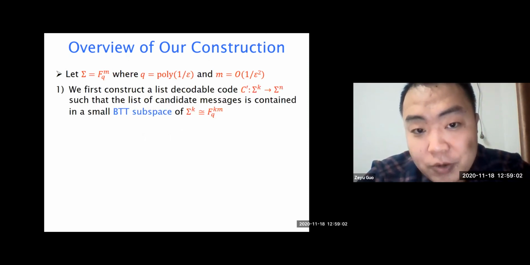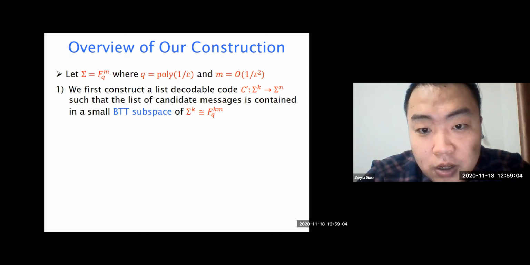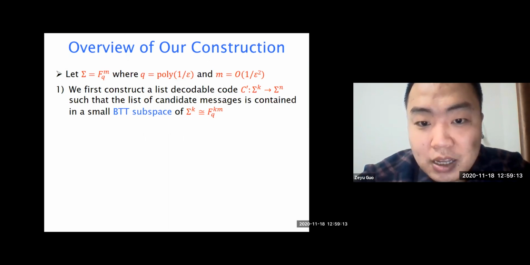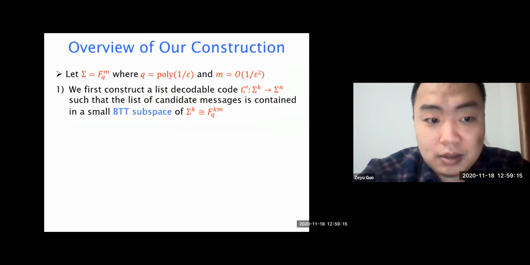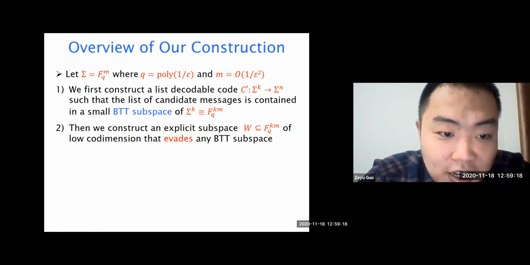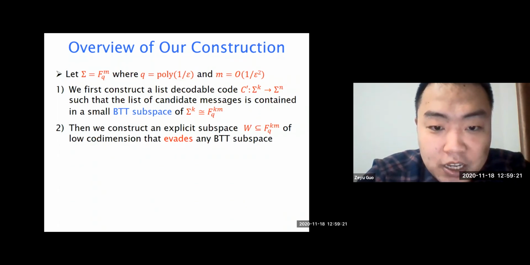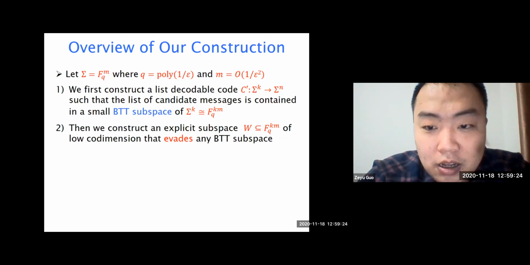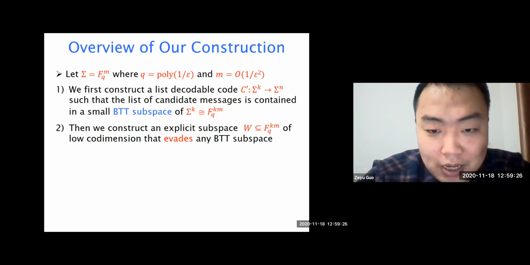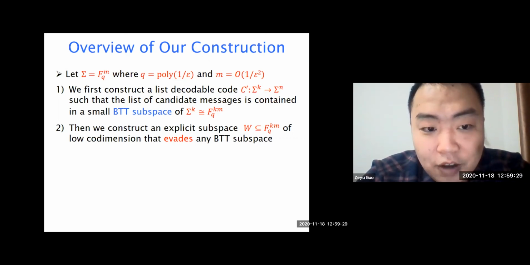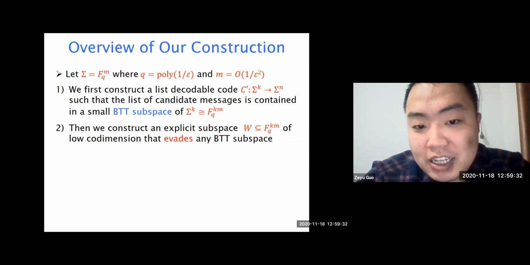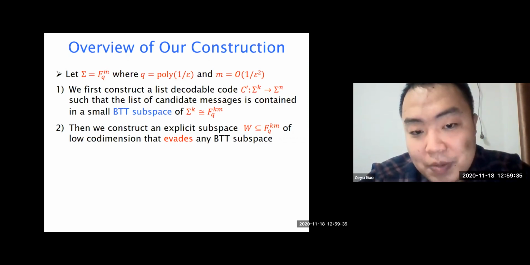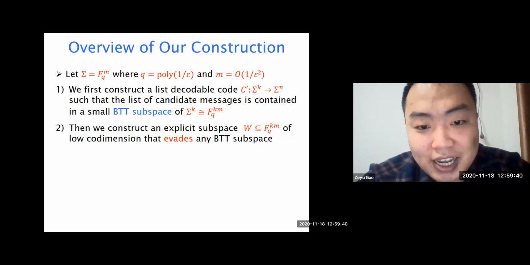First, we construct a preliminary code that is list decodable, but the list size is not constant. But we can show that the list is contained in a small BTT subspace, but the dimension is not constant. And then in the next step, we construct an explicit subspace of the message space of low codimension, which has the property that it evades any BTT subspace. Meaning that its intersection with any BTT subspace is small, actually it has constant size.